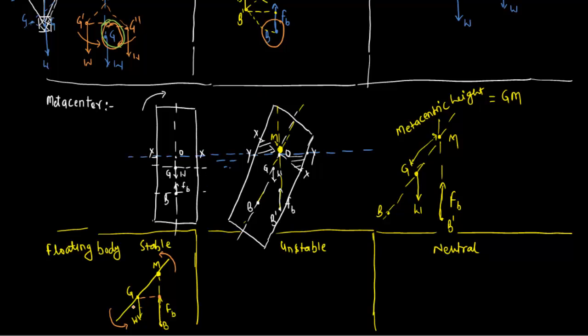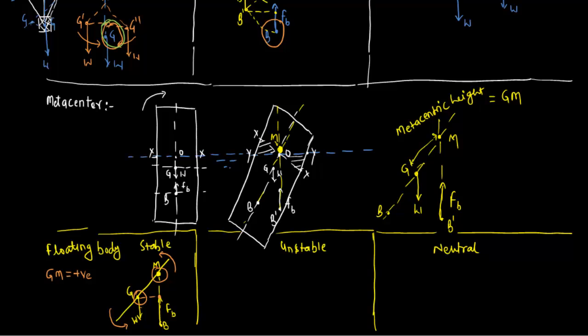That's why we are saying that if the metacenter is lying above the center of gravity, in that case the floating body will be a stable body. And there is one more term. If the metacenter is above the center of gravity, then this height, that is the metacentric height, will be positive. So GM is positive. In this case the metacenter is above the center of gravity, so a floating body will be a stable body.